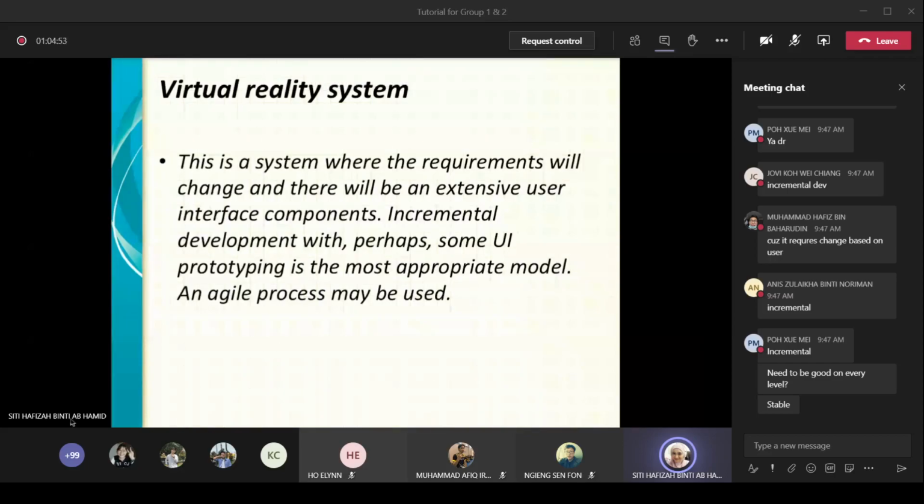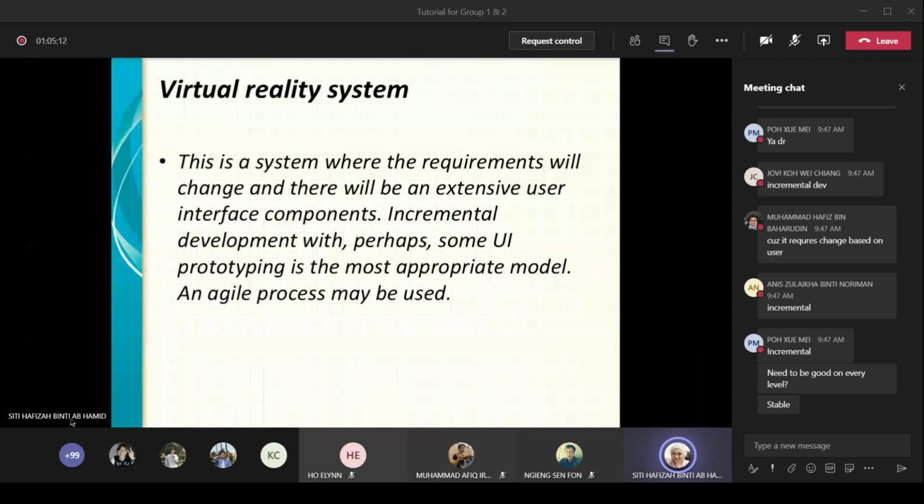This is a system where the requirements will change and there will be an extensive user interface component, right? Incremental development with some UI prototyping is the most appropriate model, and an agile process may be used. The most relevant is incremental development.